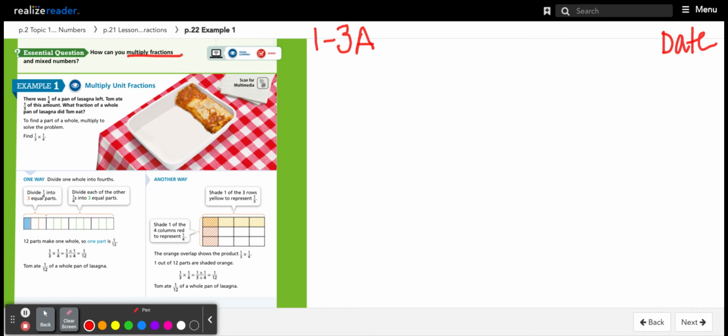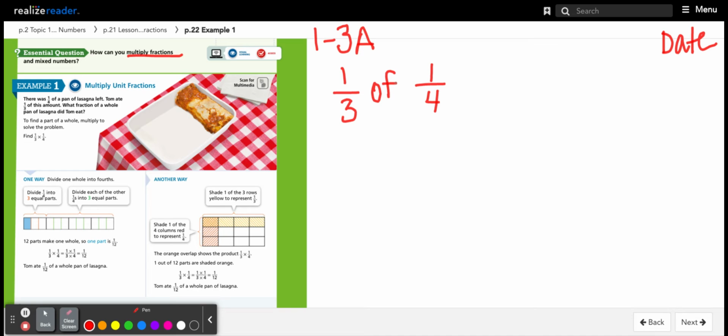There was 1/4 of a pan of lasagna left. Tom ate 1/3 of this amount. What fraction of a whole pan of lasagna did Tom eat? So let's read this one more time. There was 1/4 of a pan of lasagna left. Okay, so there's 1/4 of a whole left. Tom ate 1/3 of this amount. So he ate 1/3 of the 1/4 of the pan of lasagna that was left. What fraction of a whole pan of lasagna did Tom eat?